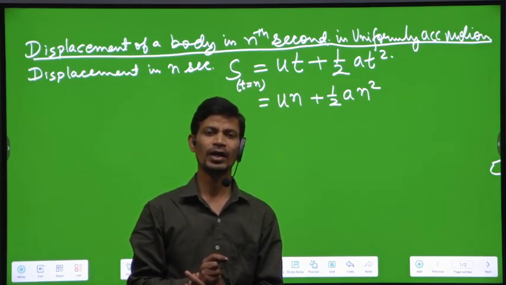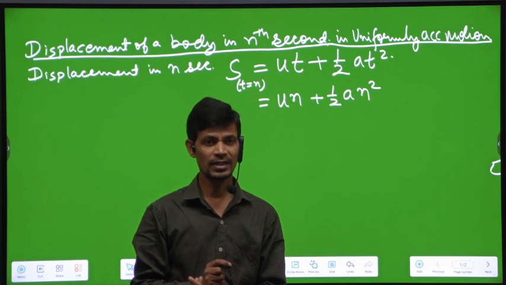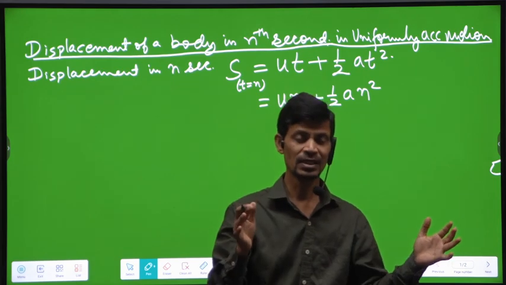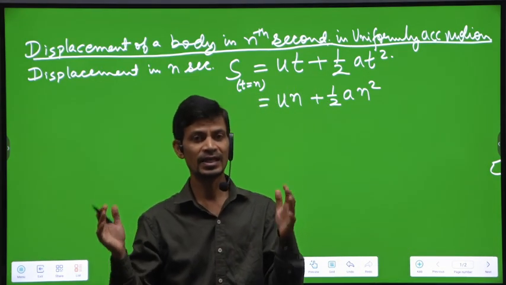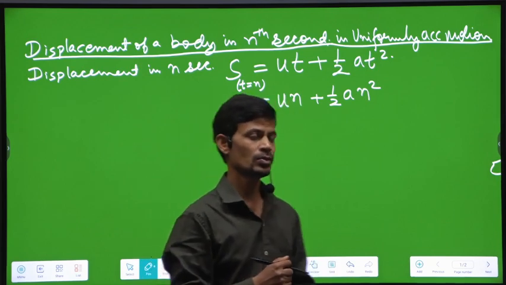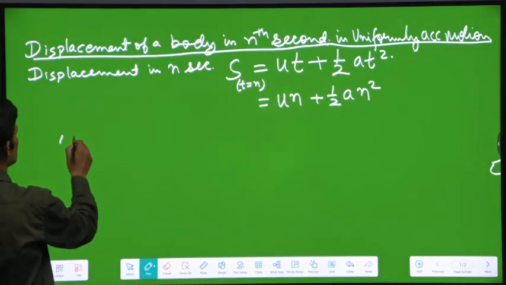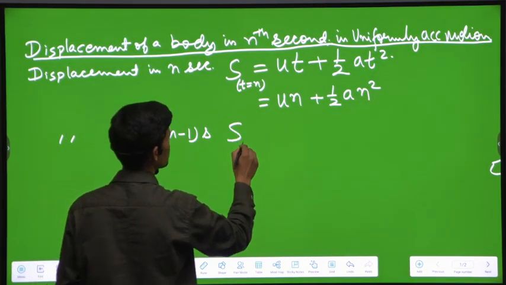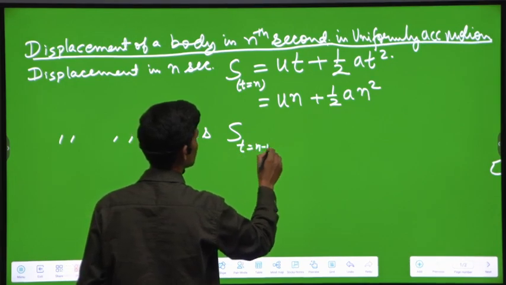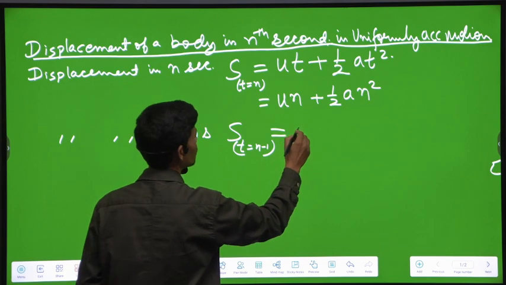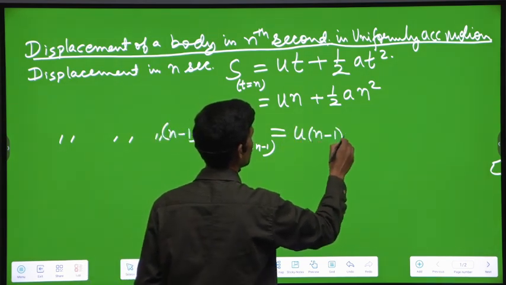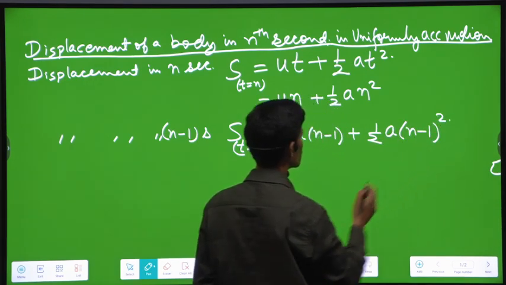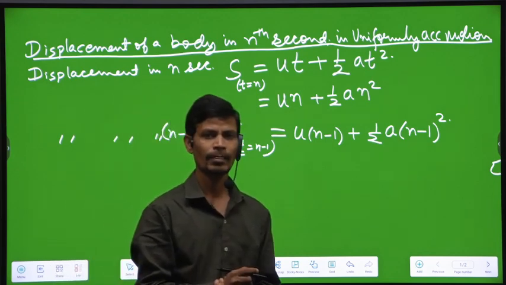Now if we want to find the displacement in the 10th second, the easiest way is to find the displacement in 10 seconds, then find the displacement in 9 seconds, and subtract them. So also we are doing here. Displacement in n minus 1 seconds, that is s at t equal to n minus 1, equals u into n minus 1 plus half a into n minus 1 squared, and then we can subtract them.